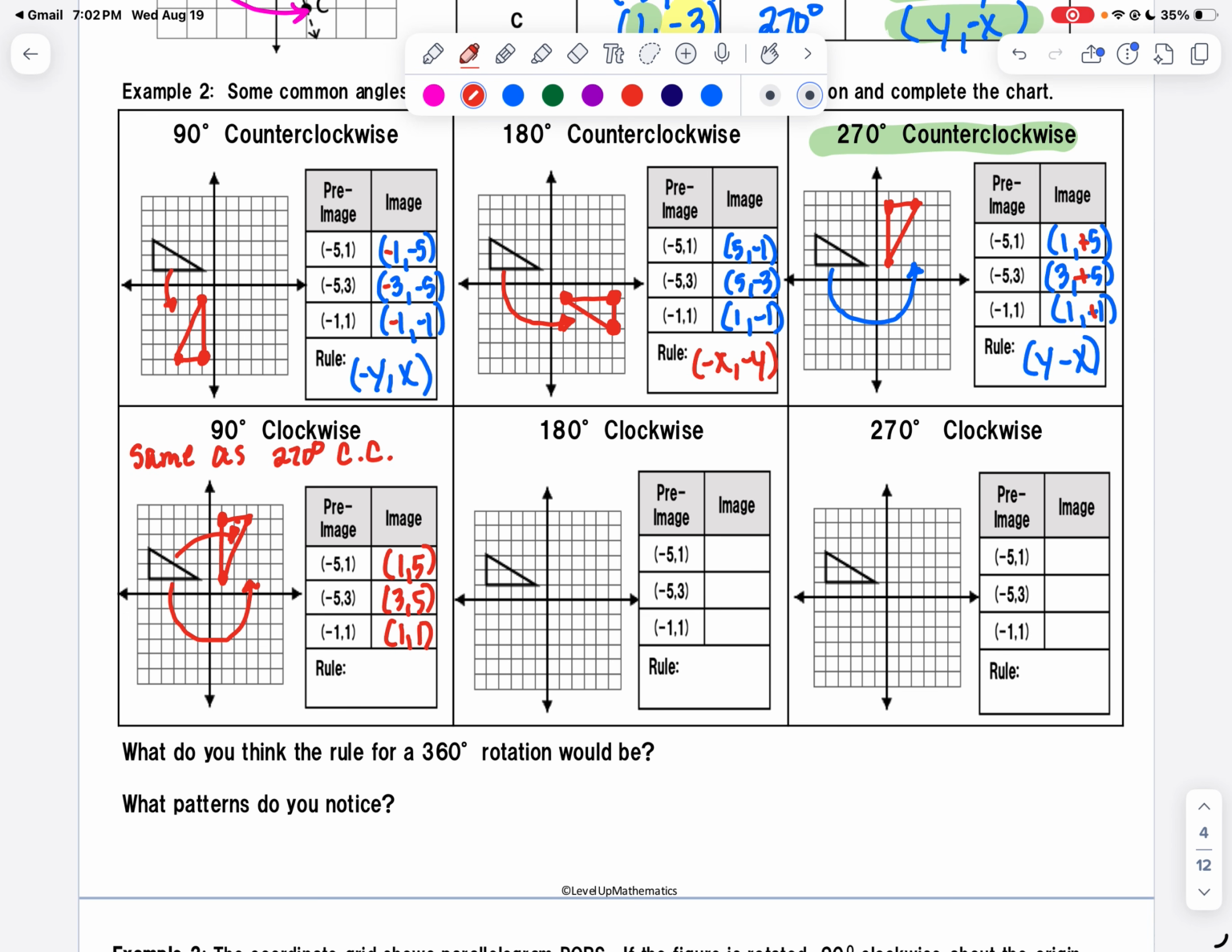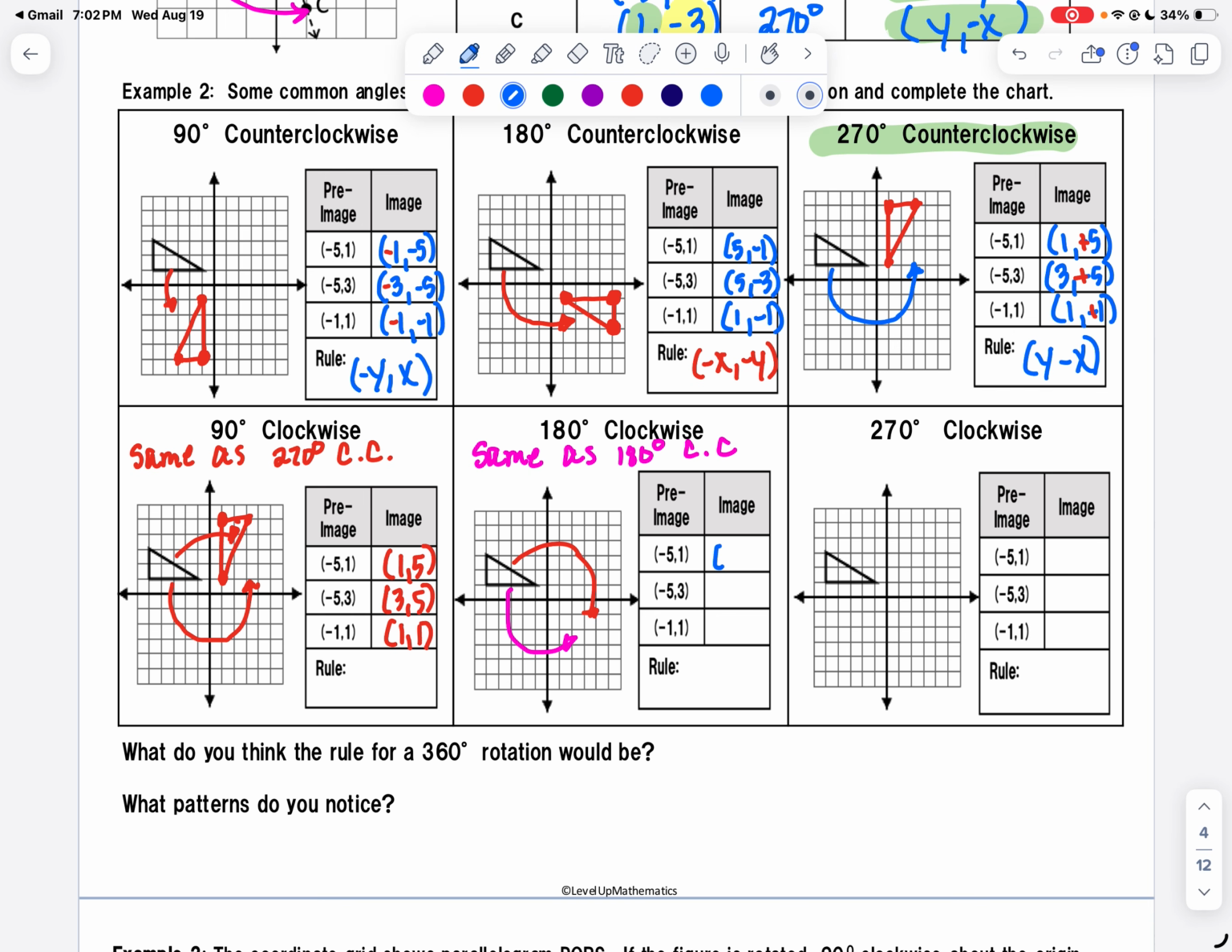Now, 180 clockwise. If I go 180 clockwise, I would go 1 turn to the right and then 2 turns to the right. And I would end up in quadrant 4. But isn't that the same as if I went 1, 2 counterclockwise? So 180 clockwise is the same as 180 degrees counterclockwise.